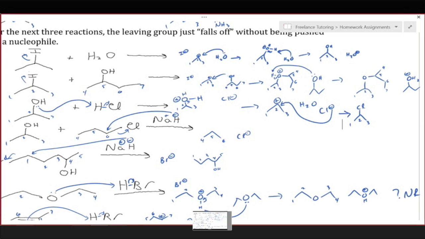So I think you're getting pretty good now at predicting the products if you're given the starting materials. So we need to start going on to the harder problems where you start thinking of the starting materials yourself.